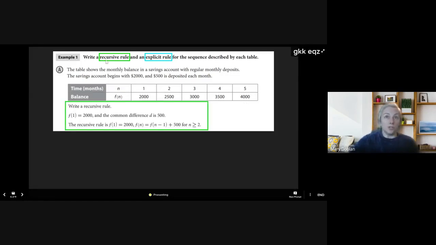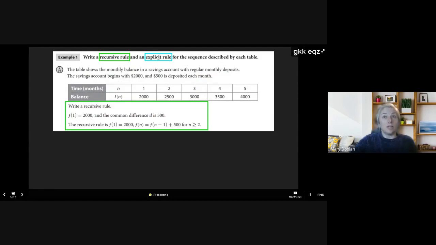Okay, so the recursive rule, which is where we have to define f of 1. That's what we have here. F of 1 equals, so in the first month, we have 2,000 because the account begins with 2,000. So f of 1 is equal to 2,000.